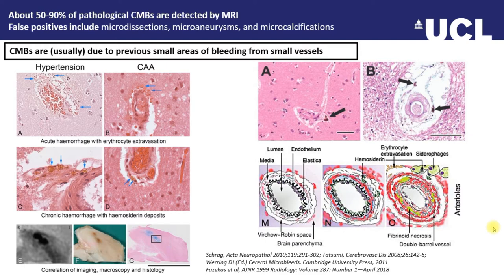Microbleeds are generally due to small areas of bleeding from small vessels. We can detect between 50 and 90% of pathologically demonstrated microbleeds using MRI, but there are some false positives, including microdissections, microaneurysms, and microcalcifications.